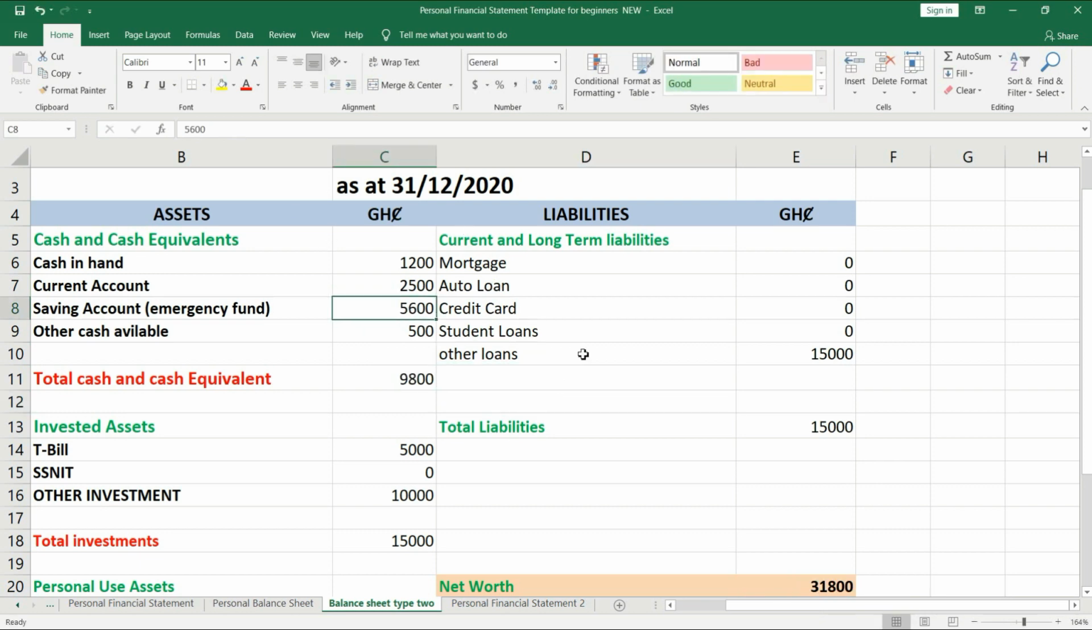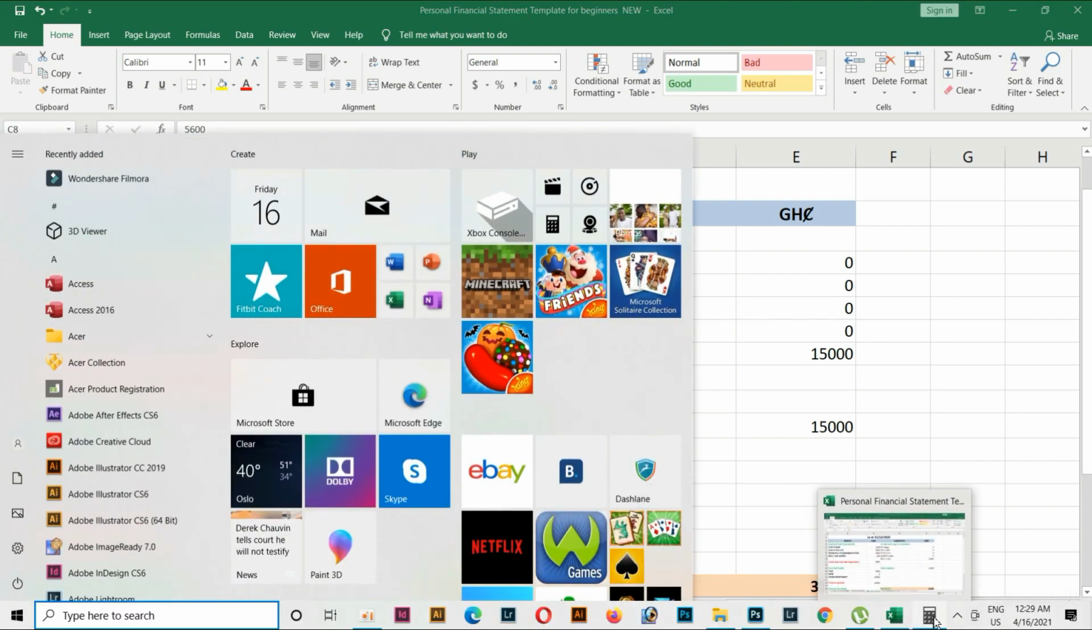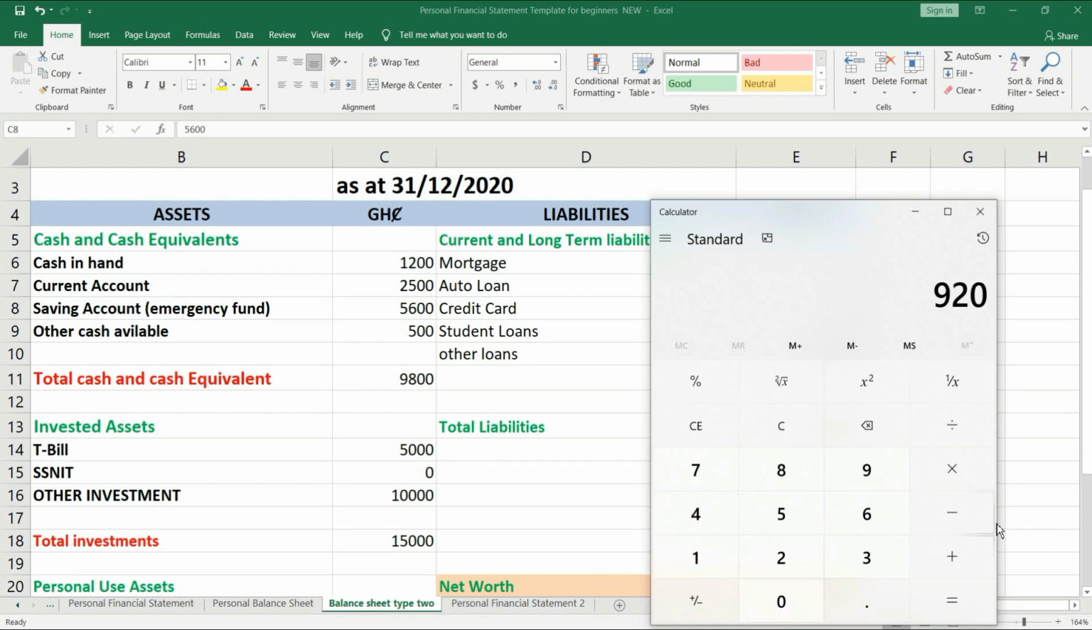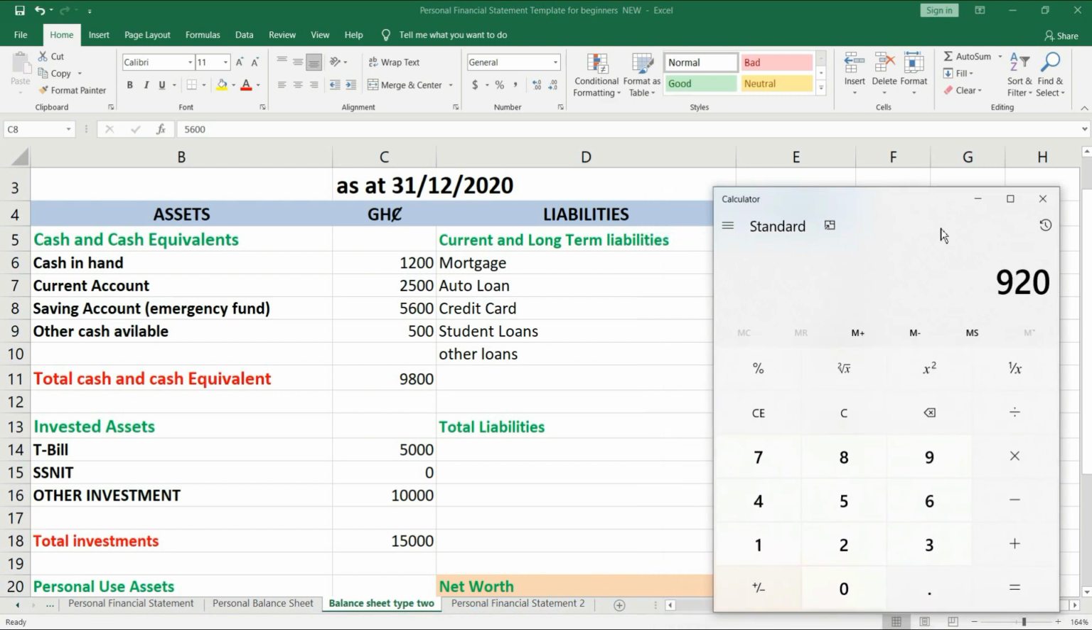Now let's do the calculation again. I hope I'm not confusing anyone. I hope I'm not being too technical. So 920 minus 600, because we have taken 600 to our savings account, and we are left with 320 cedis.